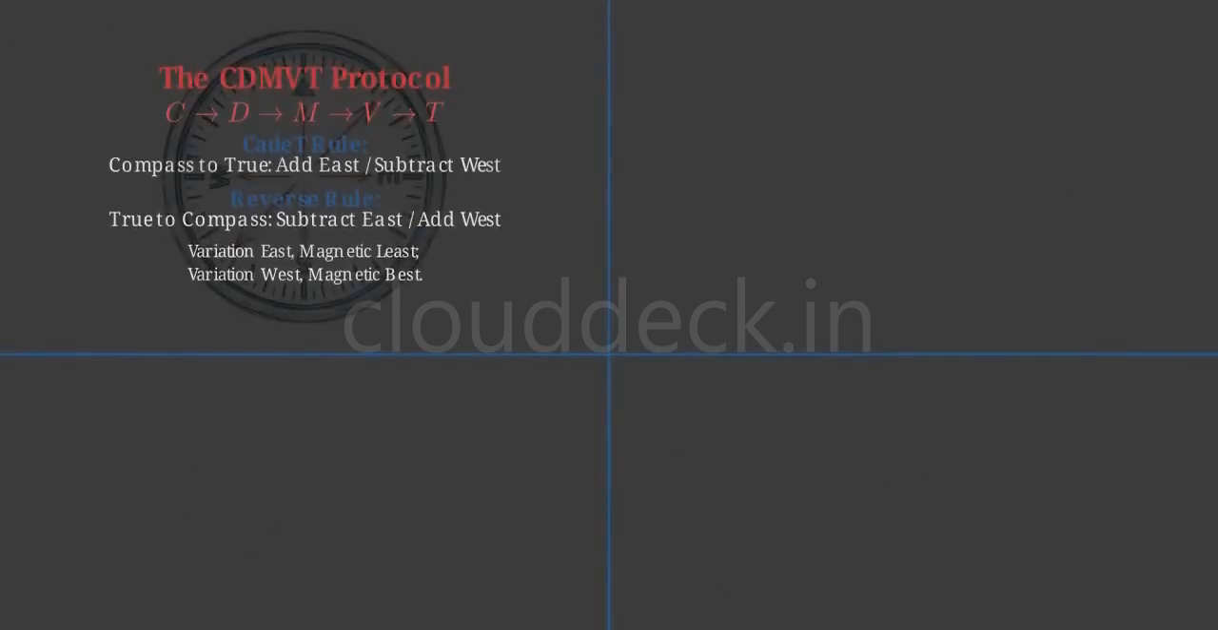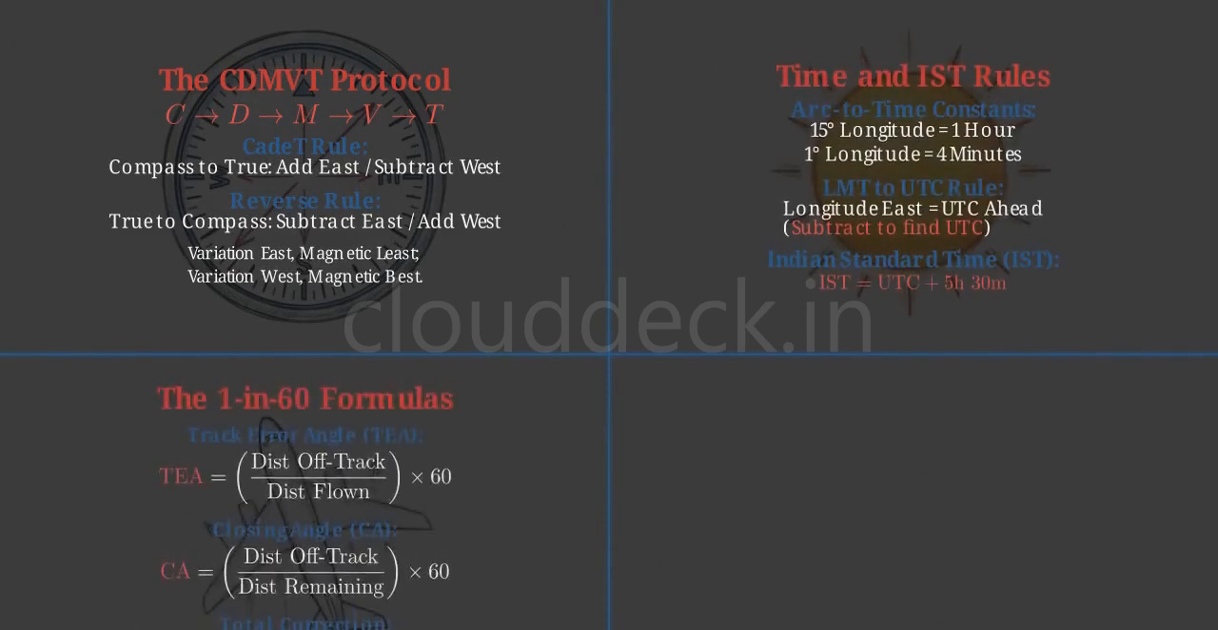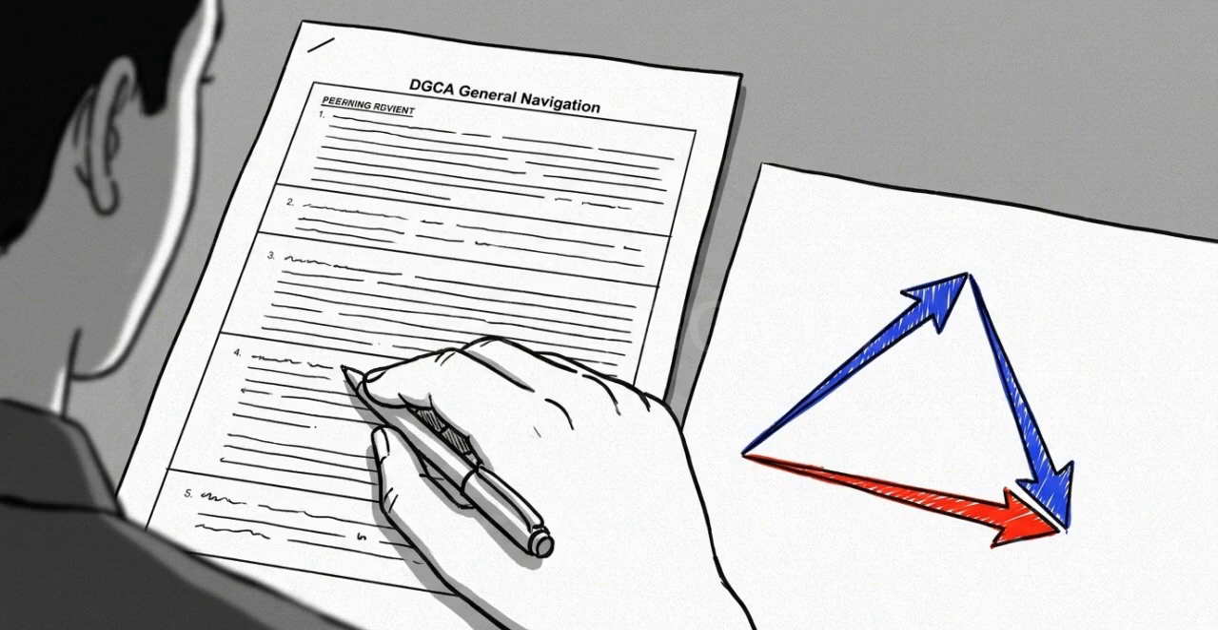These four mechanics form a unified navigation system. Here is a cheat sheet summarizing the CDMVT rule, the time conversions, the 1 in 60 formulas, and the wind triangle. Take a screenshot of this page. You can use it as your primary quick reference guide for the DGCA exam. Mastering these steps prepares you to break down and solve any general navigation problem you encounter.